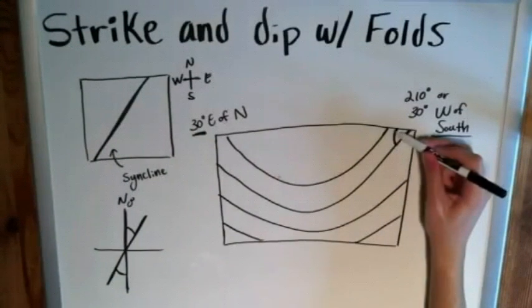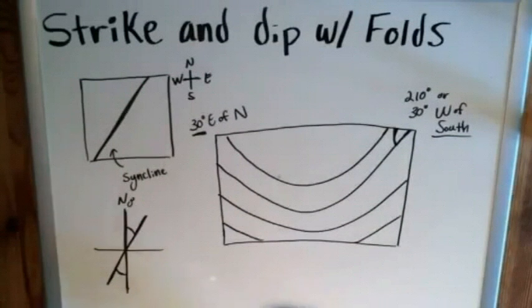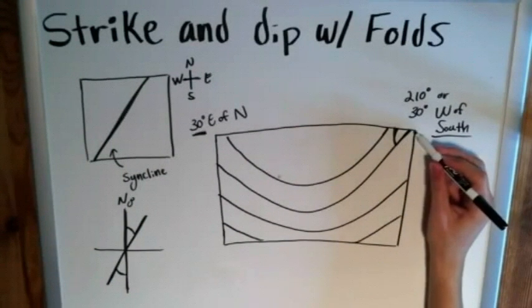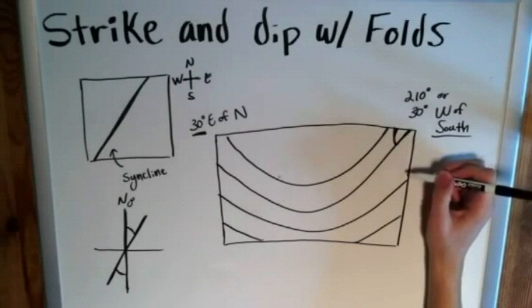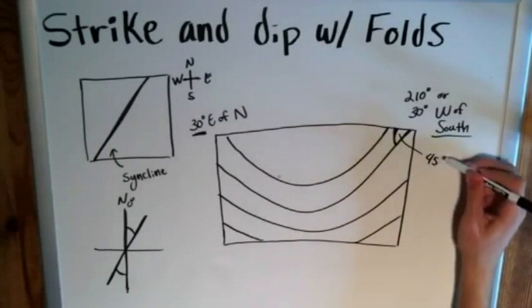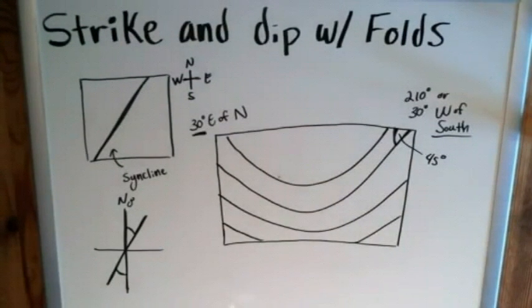So, I don't have a protractor here, that's why I kind of estimated that angle. But this angle looks to be about, I don't know, almost 45 degrees maybe. We'll call it 45 degrees. That is a 45-degree angle, and that is our angle of dip.